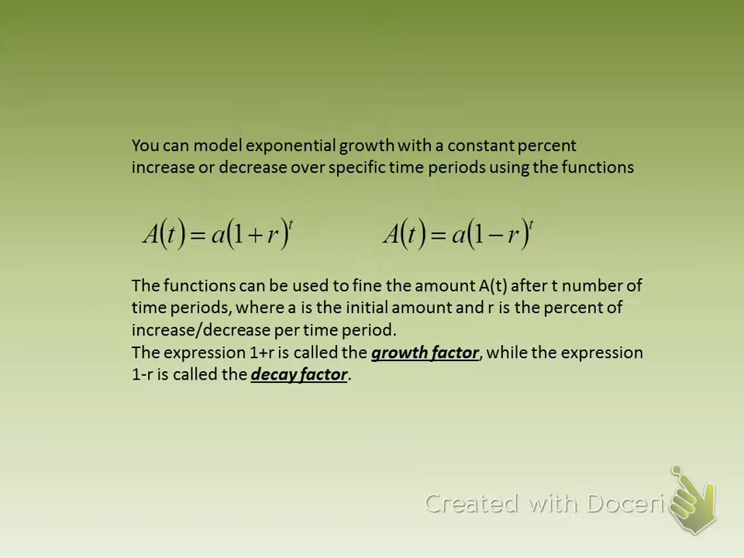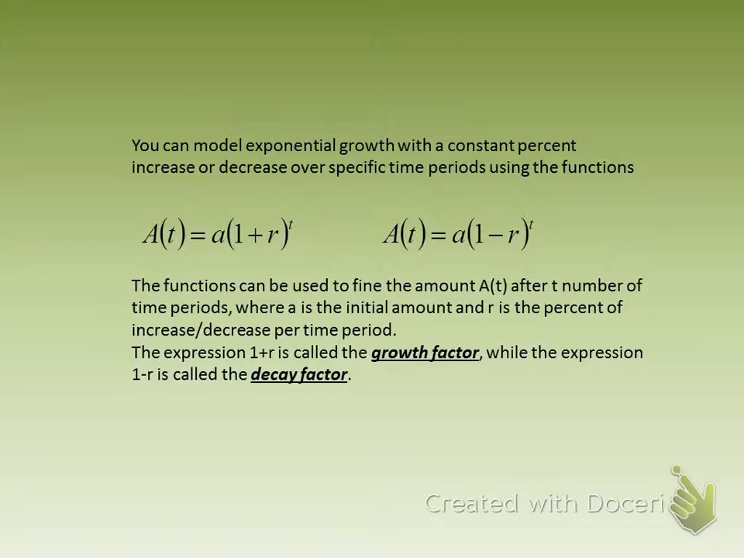Okay, now the word problems to this are pretty simple. To be honest, the freshmen did this for me last chapter. They did a pretty good job at it. Words are: you can model exponential growth with a constant percent increase or decrease over specific time periods using the following functions. A of t equals A times the parenthesis 1 plus r to the t power, or A of t equals A times the parenthesis 1 minus r to the t power.